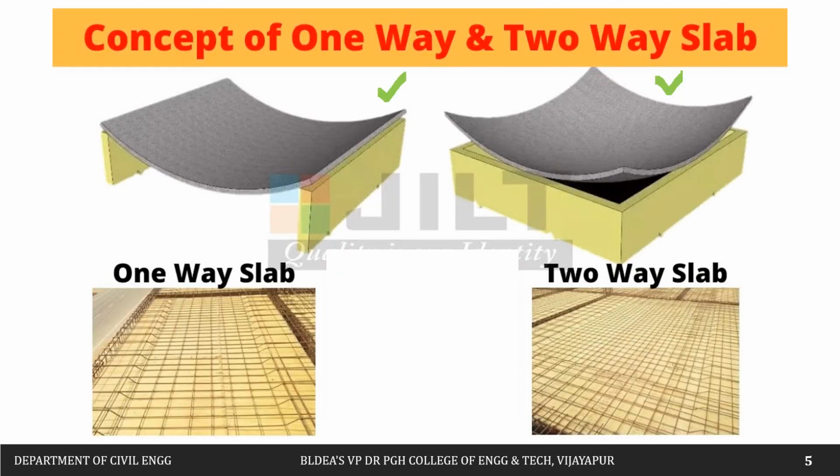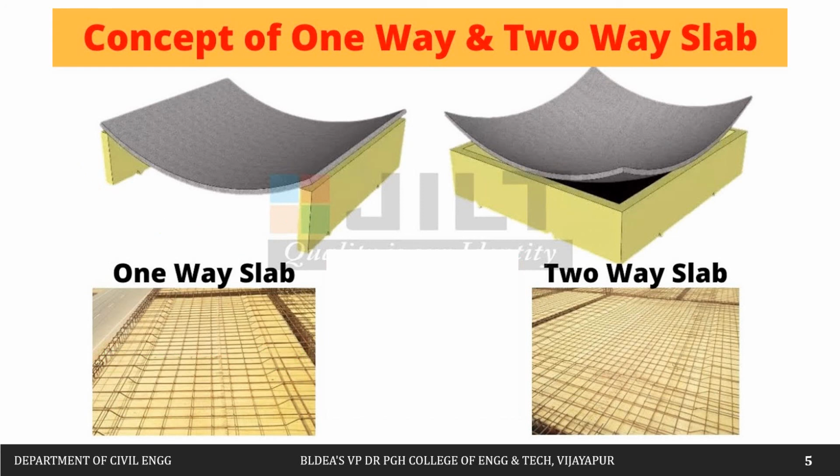So if you see how it is going to bend, this is the one-way slab. Whenever the ly by lx ratio is greater than 2, our slab is going to bend only in one direction, right? So along the shorter span it is going to bend. Therefore the main reinforcement we are going to provide is along the shorter span.